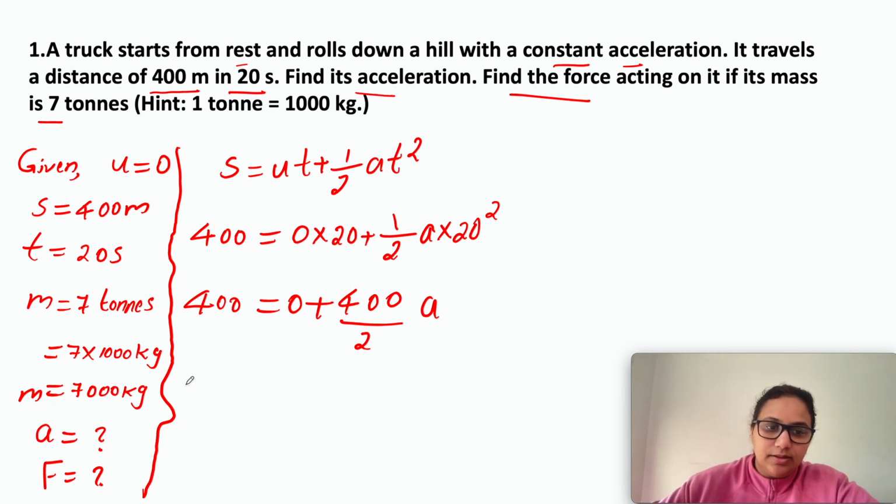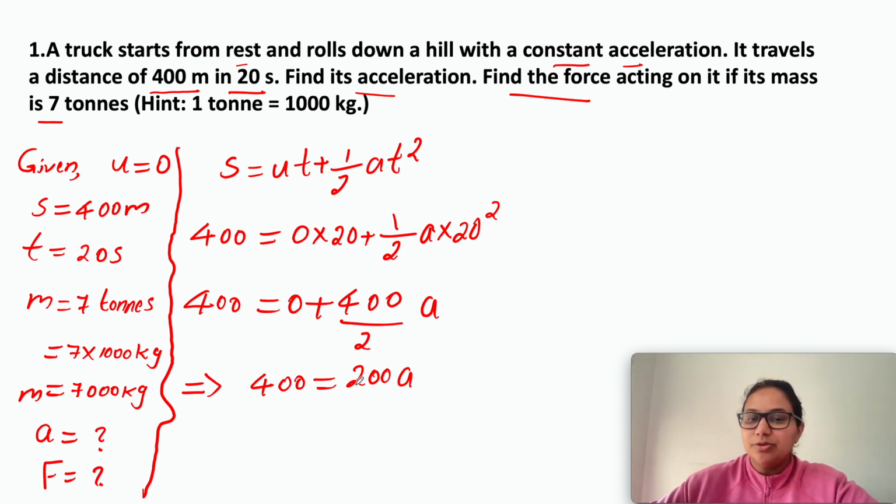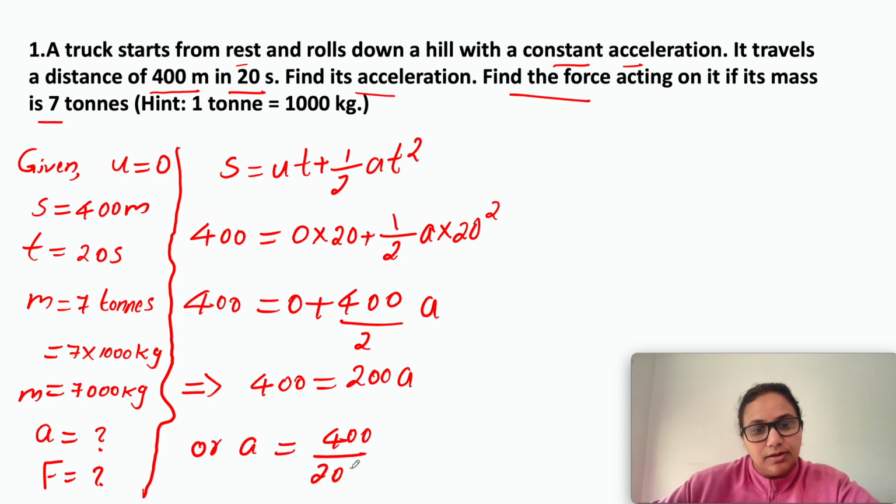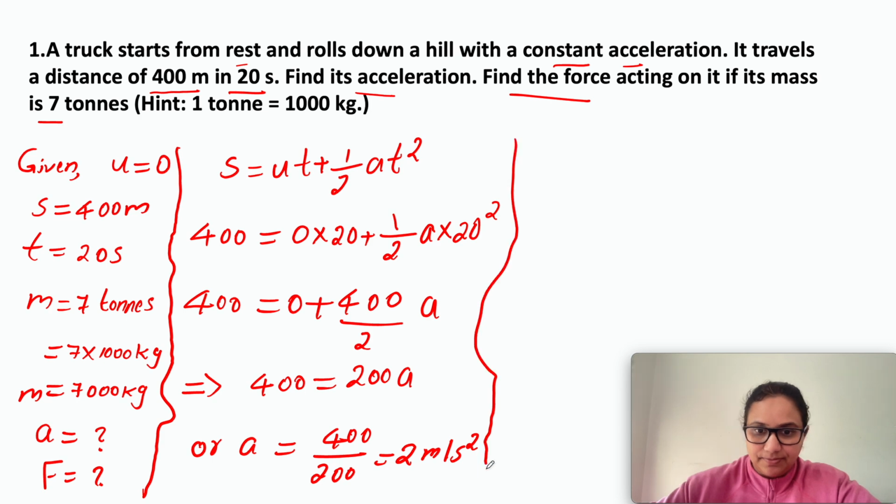So for that, 400 is equal to 200 a. How do you get it? 400 divided by 2 gives 200 a, or a is equal to 400 divided by 200, which gives 2 as the answer. 400 divided by 200 is equal to 2. Acceleration unit is meter per second square. So we got acceleration 2 meter per second square.